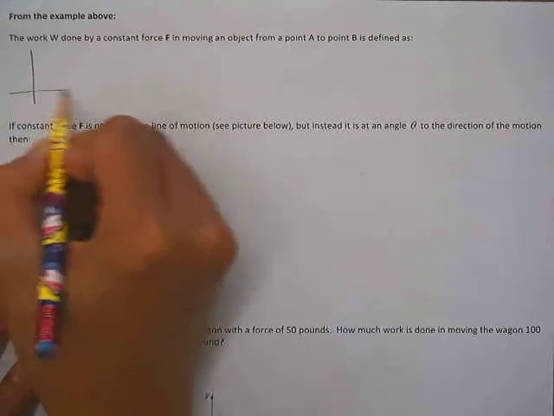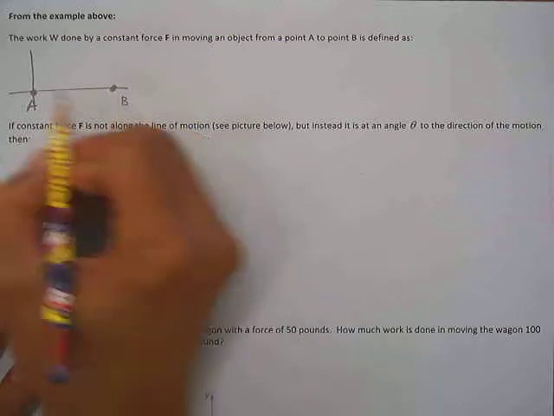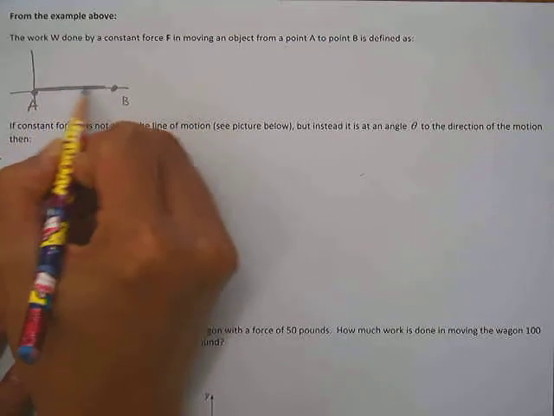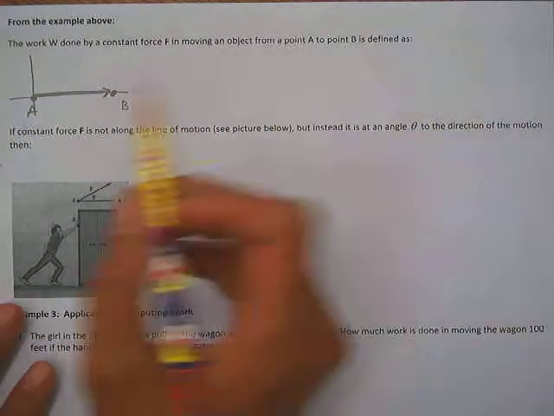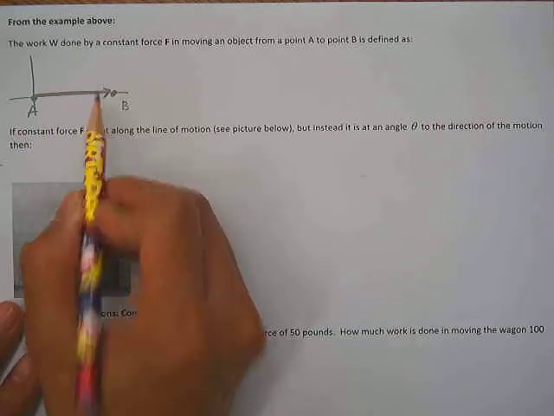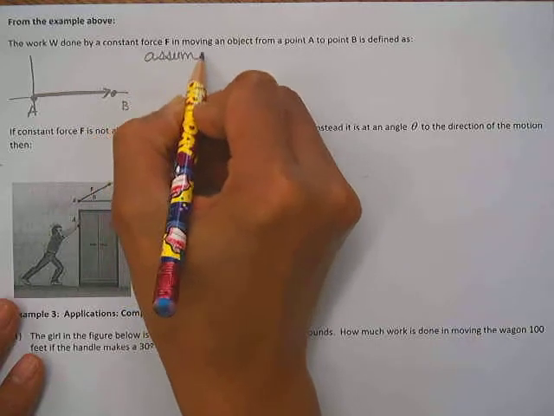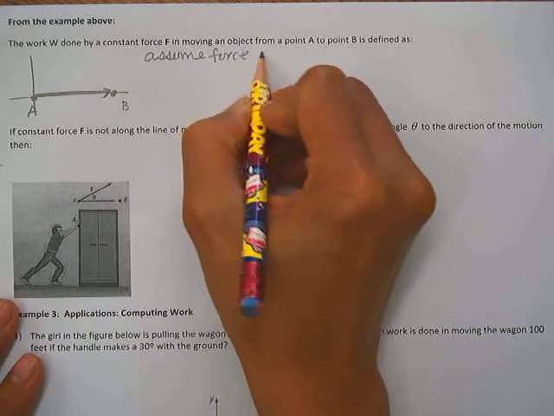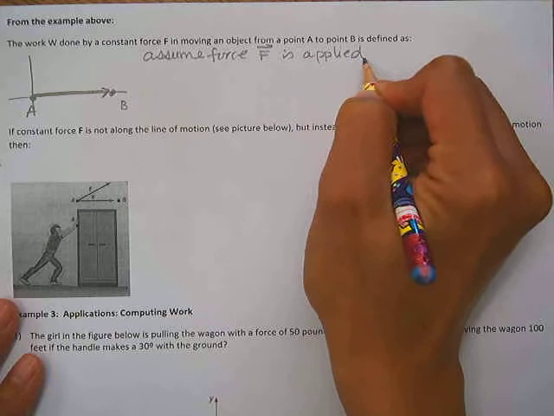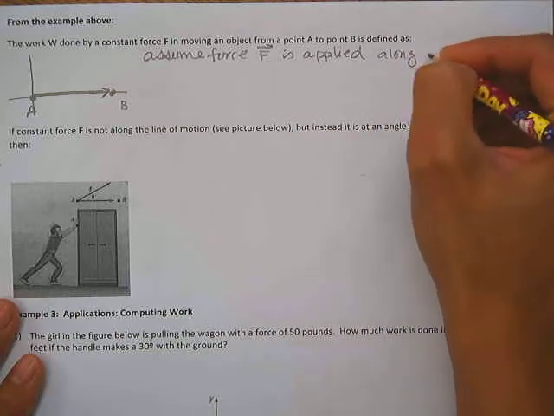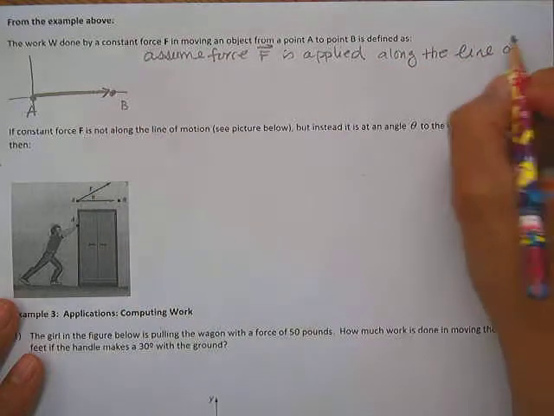So let's talk about a point A and point B. So here's A. It doesn't have to be at the origin. Here's B. I want to find how much work I need to move something from here to here. So we're going to assume the force, which is represented by vector F, is applied along the line of motion. Let's write the word motion up here.